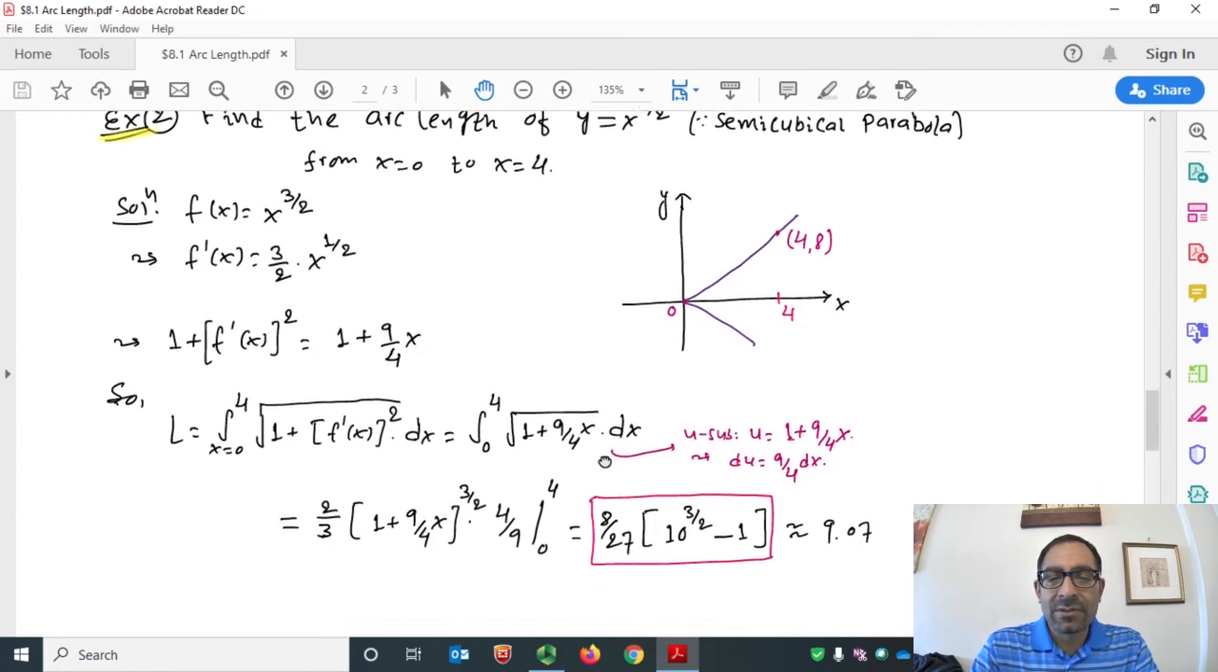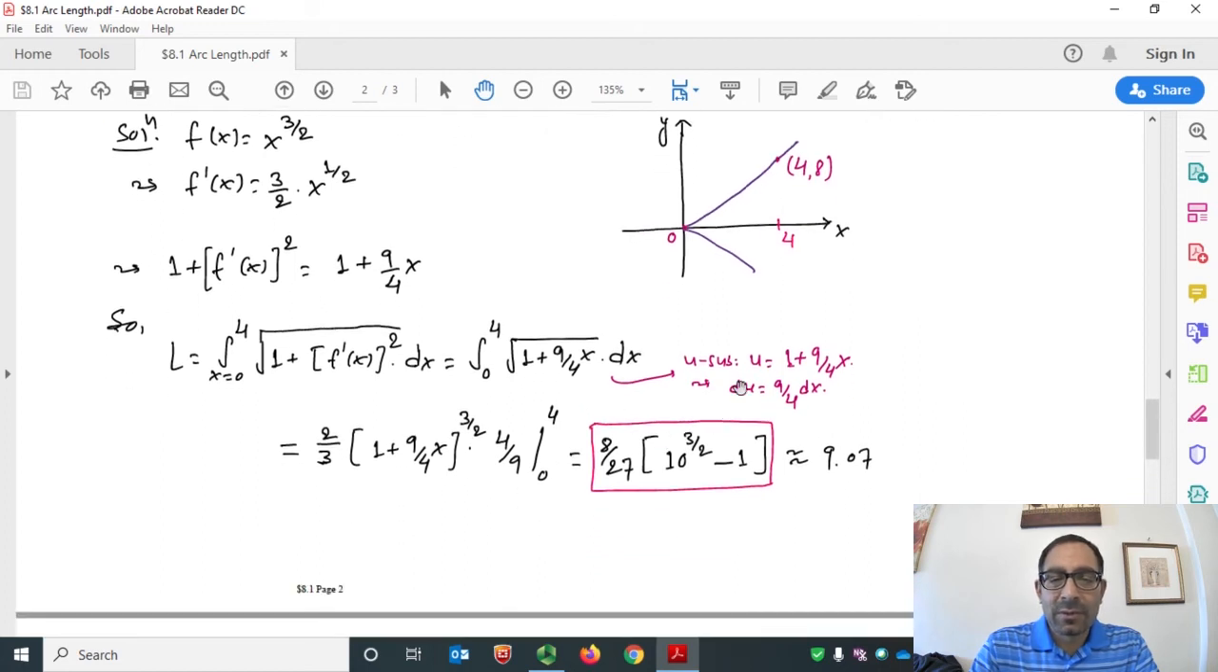And it's a good candidate for u substitution. Let me scroll down. Put u equals 1 plus 9/4 x. Take the derivatives. du equals the derivative of 1, which is 0, plus simply 9/4 dx. Then rewrite the integral in terms of u. Your new integral becomes the integral of radical u, and dx becomes 4/9 du. Then the integral of radical u is u to the power 3/2 over 3/2. You flip the 3/2, then this becomes 2/3.